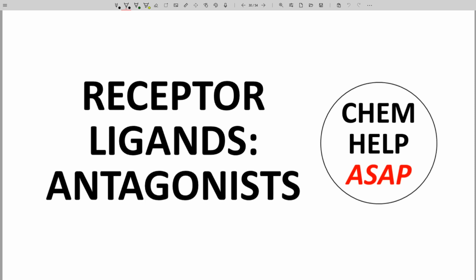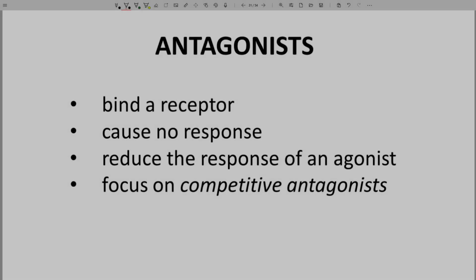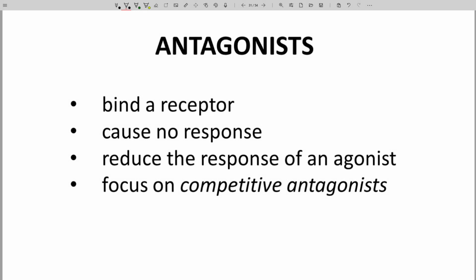Antagonists are another type of ligand that binds to a receptor. Antagonists are ligands that bind a receptor. When they bind, they do not cause any response. That sounds boring. What else do they do? Well, they also decrease the response of any agonists that are present. Now that's interesting. They essentially keep a receptor from being turned on by an agonist.